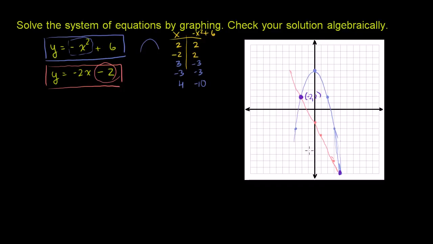And let's verify that it works out. So 4, negative 10, we know that that's on this blue curve. Let's see if it's on this other line. Negative 2 times 4 minus 2 is negative 8 minus 2, which is equal to negative 10. So the point 4, negative 10 is on both of them. When x is equal to 4, y is negative 10 for both equations here. So they both definitely work out.